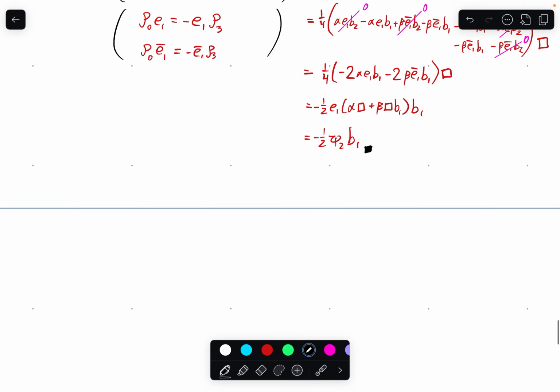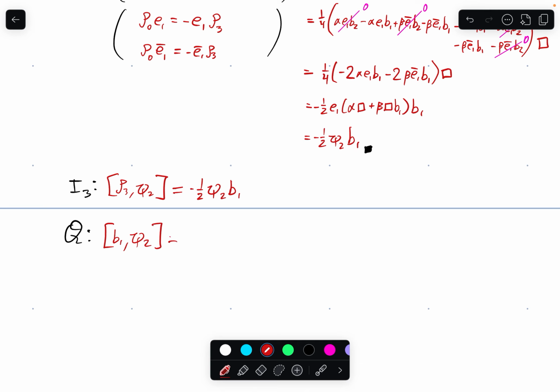Likewise, if we do this for isospin, we get row 3. I'm just going to write C2, and this is going to give us also 1/2 C2 B1, minus 1/2 B1. And then for Q, if we take B1 with C2, then we get minus 1. Or minus 1 is just C2 B1, like so.